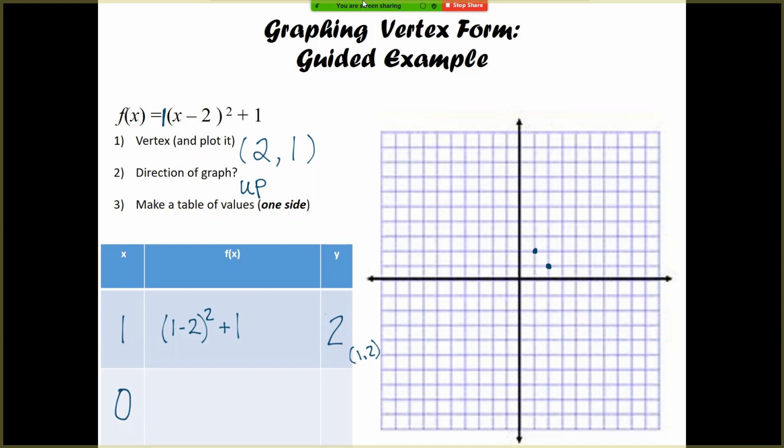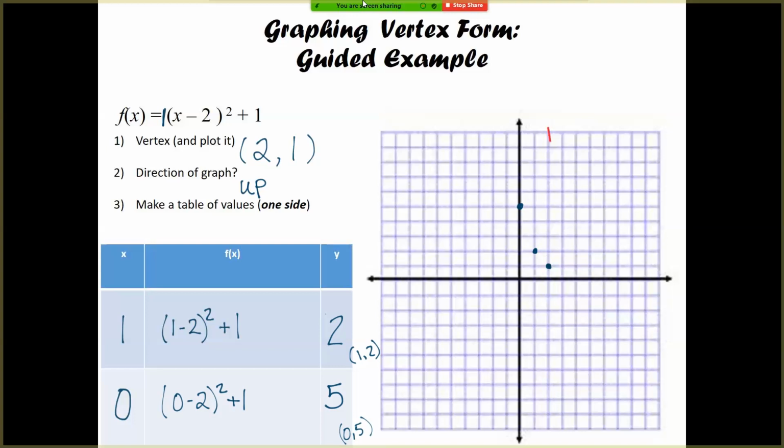Then I'm going to do the same thing with 0. I'm going to go back to the original and plug it in. So 0 minus 2 is negative 2. Negative 2 squared is 4. 4 plus 1 is 5. So 0, 5 is my ordered pair. Start at the origin. 0 tells me I don't get to move left or right. The 5 just tells me to move up 5.